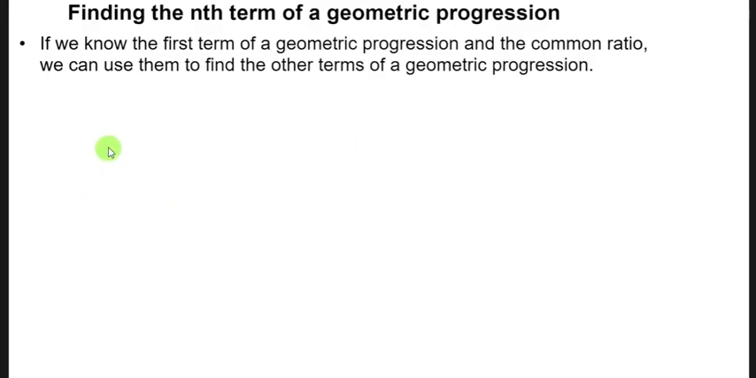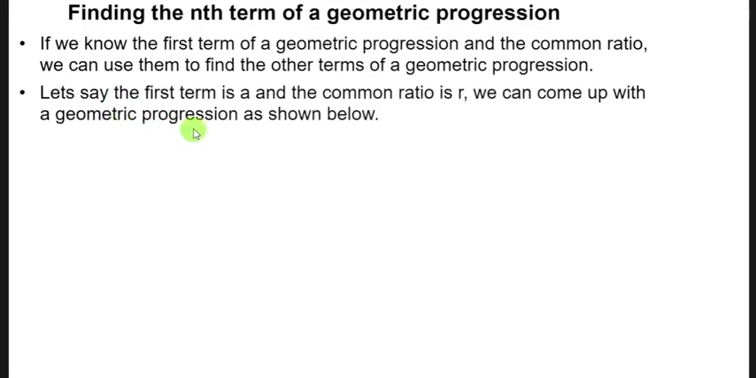Let's say the first term is a and the common ratio is r. We can come up with a geometric progression as shown below. Using these two, the first term can be a, because in this geometric progression, if the first term is a, then we write a as the first term.